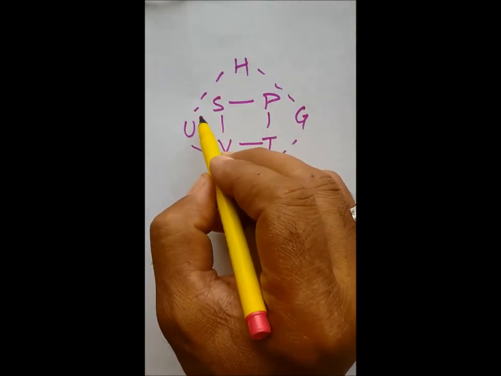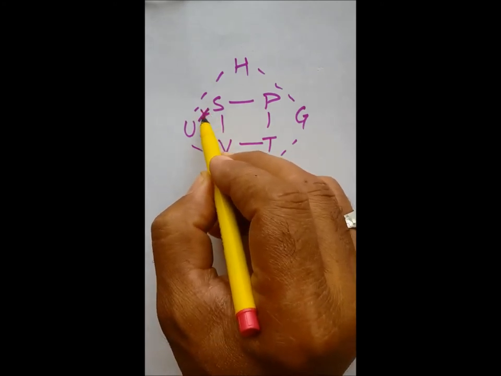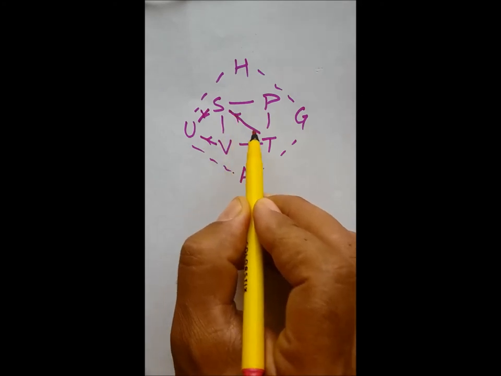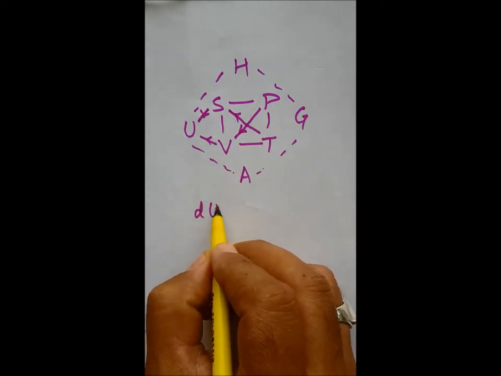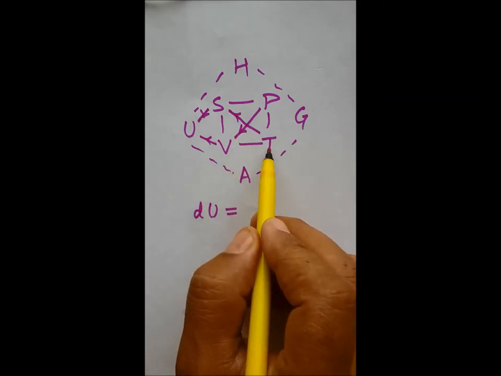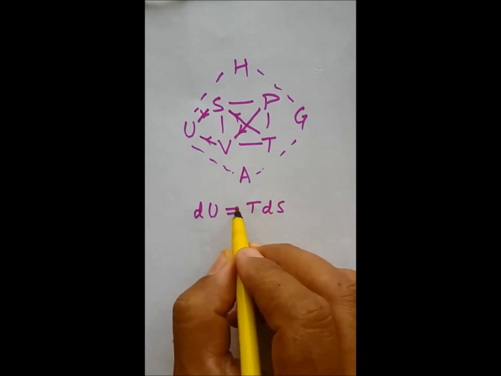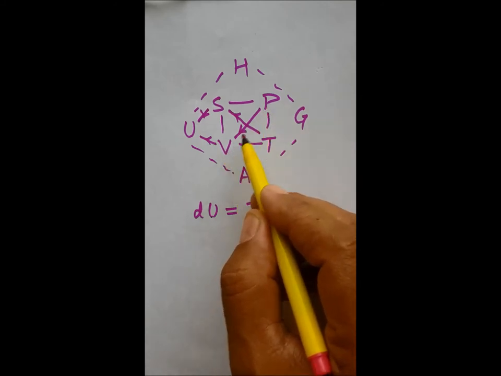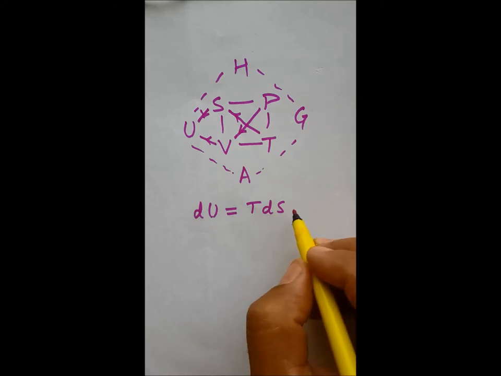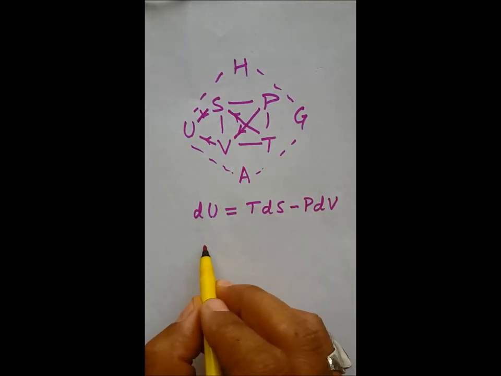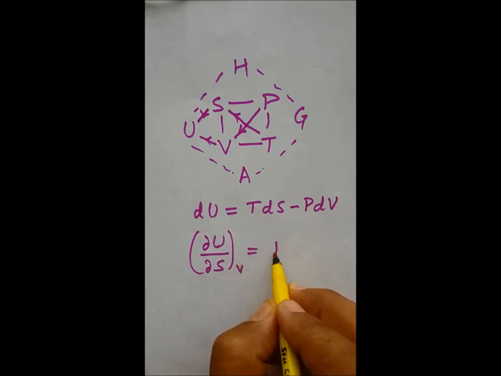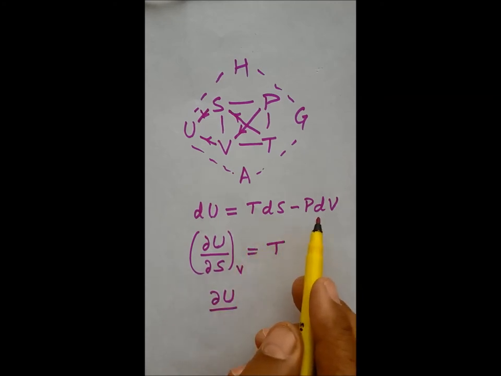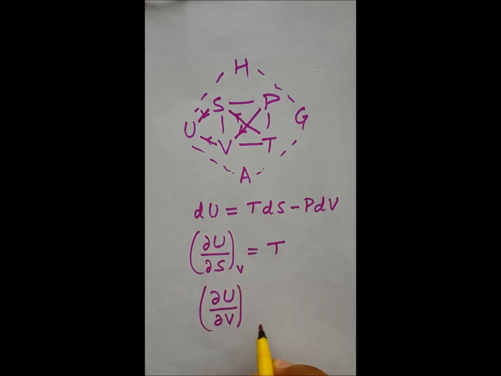Now U is a natural function of S and V. So to go to S, we go diagonally from T, and to go to V, we go diagonally from P. So dU is equal to T dS, and it has a positive sign because we go up, and when we go from P to V, we follow the arrow, we go down, so it is minus P dV. Now dou U over dou S at constant V is equal to T, and dou U upon dou V at constant S is equal to minus P.